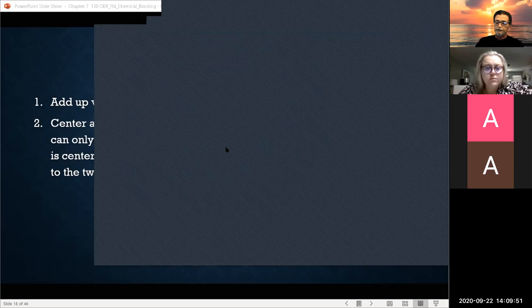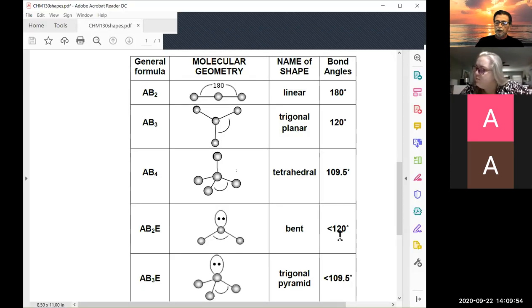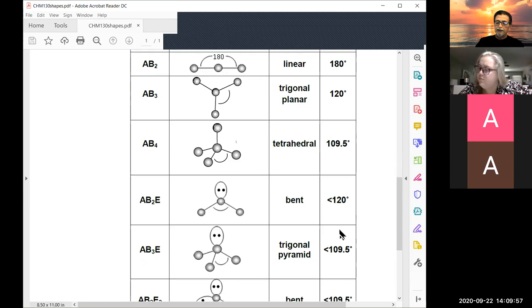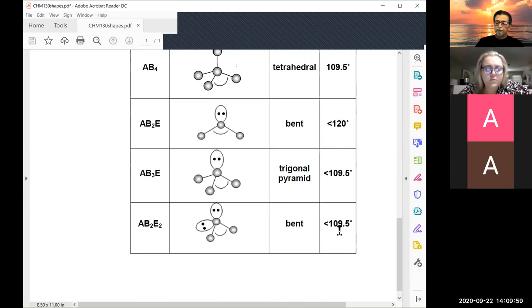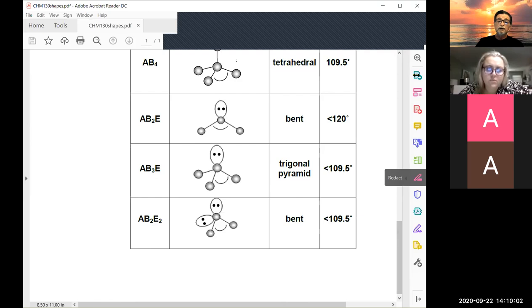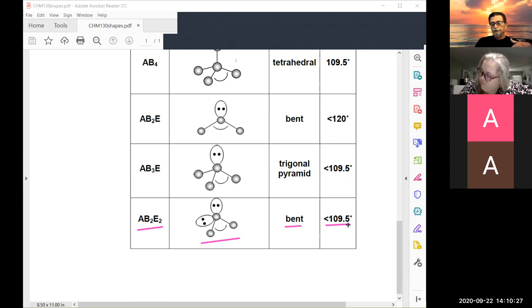Therefore, I go to the shapes table. And do I have anything that matches that? Sure enough, look at that right here. AB2E2. So that is the geometry and its name is called bent, and its bond angle is less than 109.5. Okay? So that's how we use the shapes table based on the valence electrons to give us the formula.